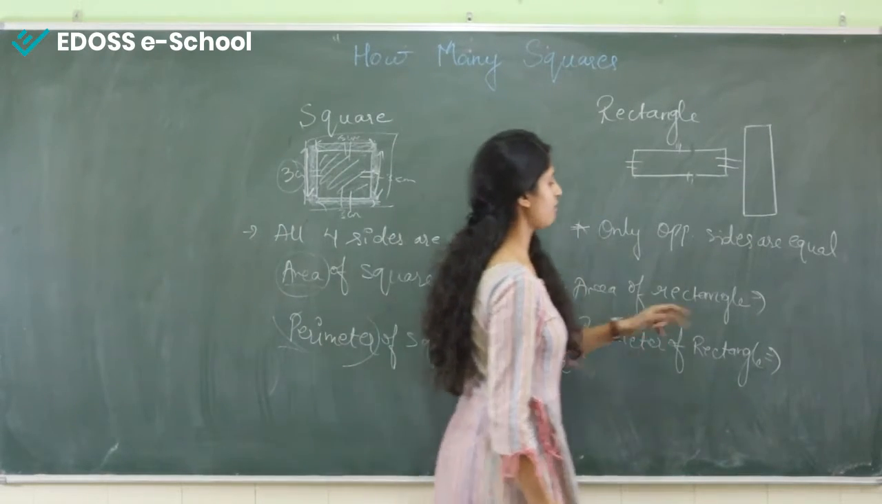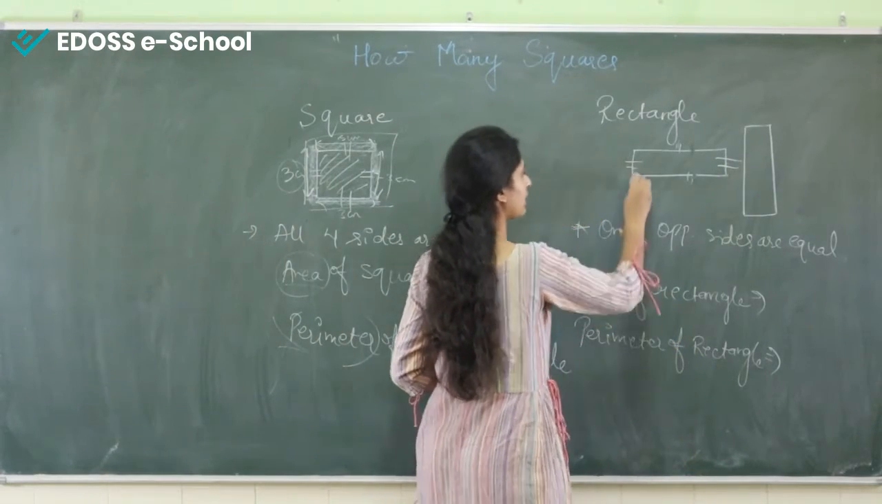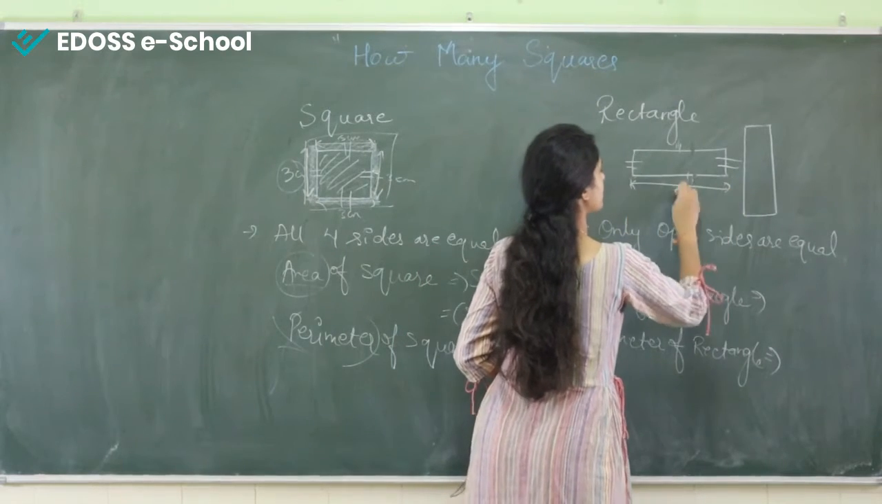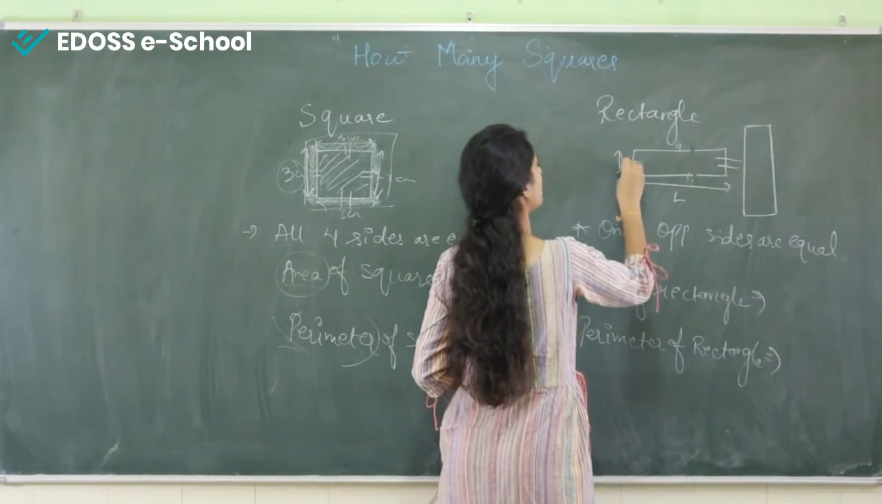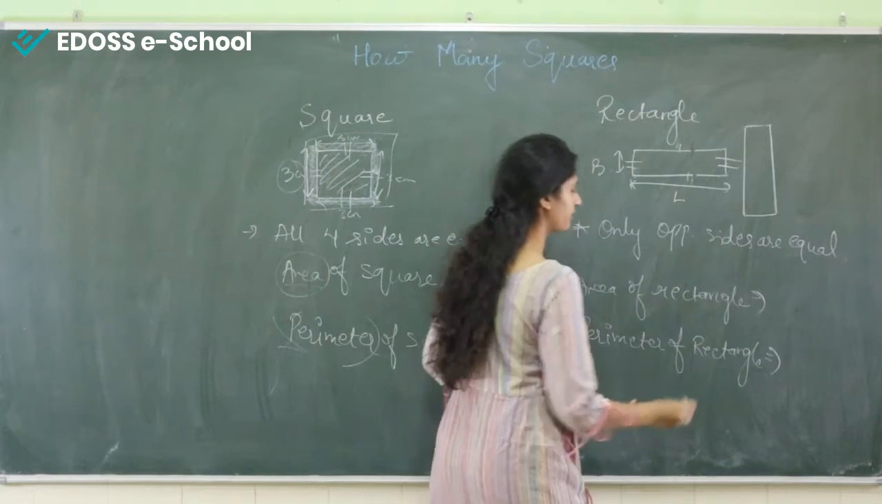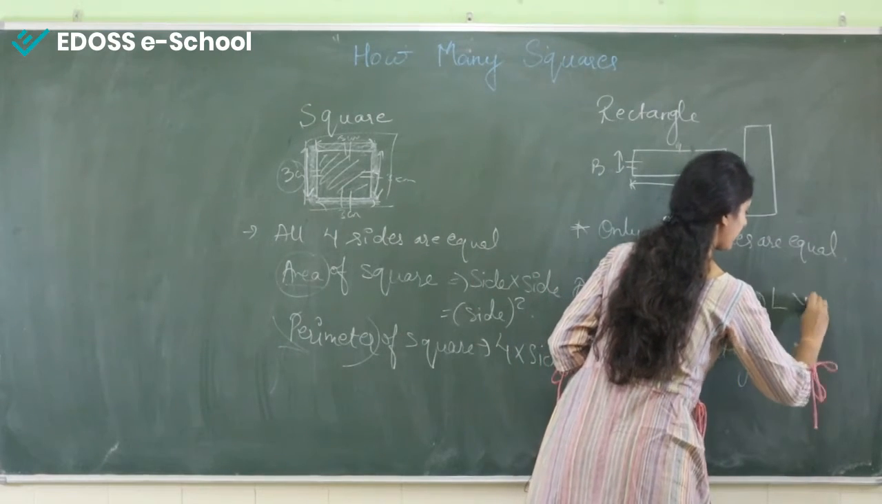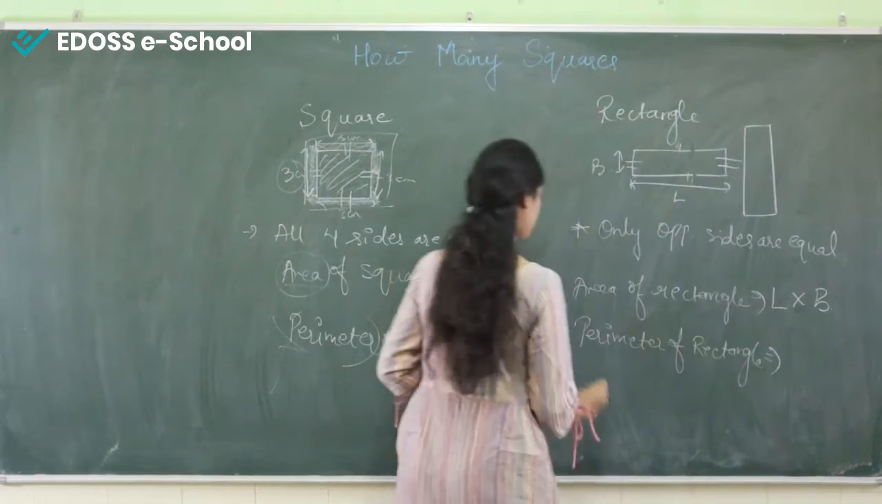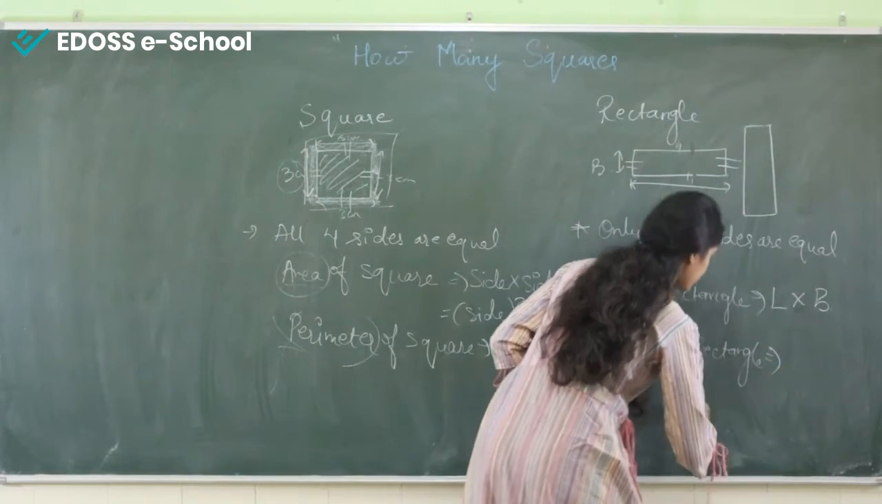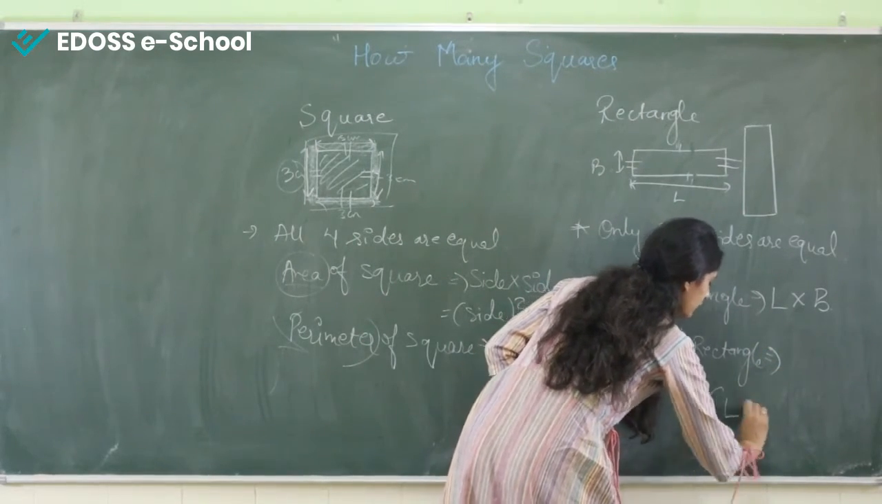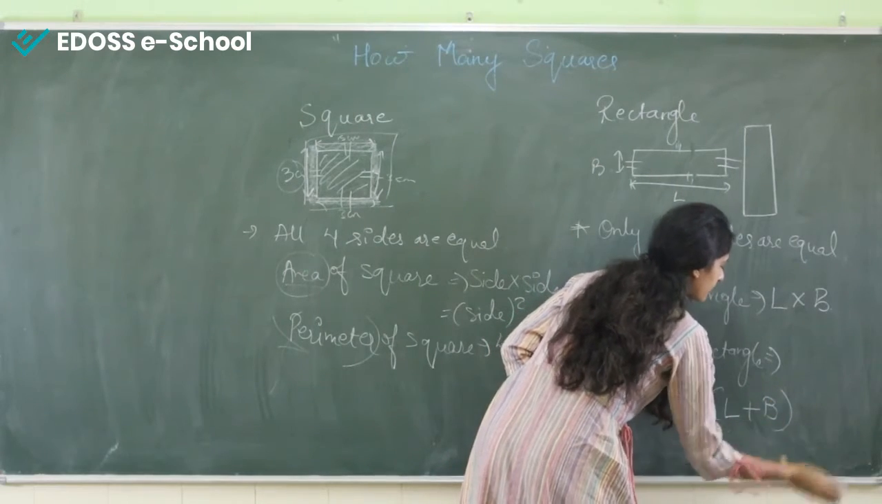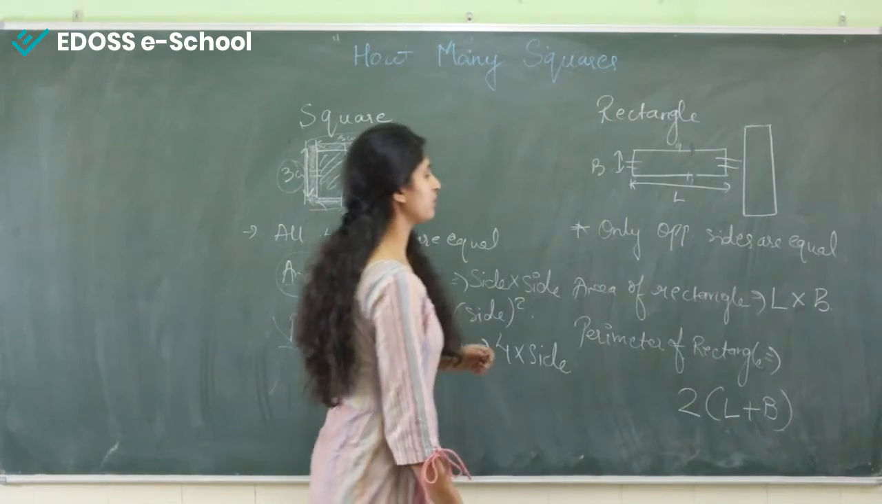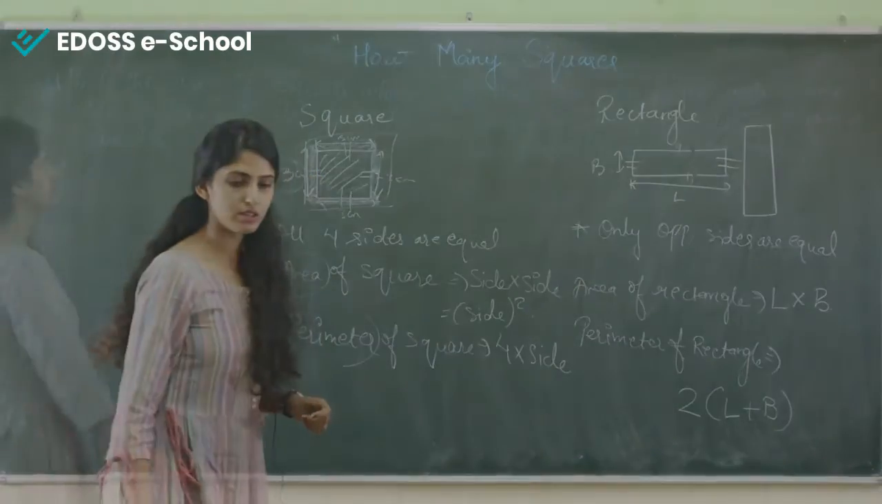Next, area of rectangle. What is the formula of area of rectangle? This is called length and this is called breadth. So area of rectangle is length into breadth, L into B. The next, perimeter of rectangle is 2 into length plus breadth. Now we'll do some questions related to these formulas.